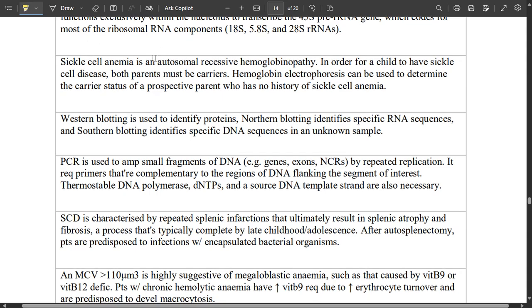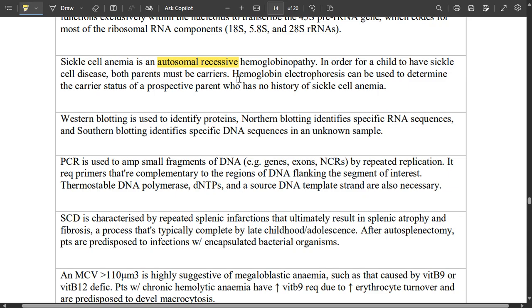It is an autosomal recessive condition. In order for a child to have sickle cell disease, both parents must be carriers, because it is an autosomal recessive condition. If only one parent carries the allele, it cannot be transferred as disease to the baby. The baby can be a carrier but cannot be diseased.